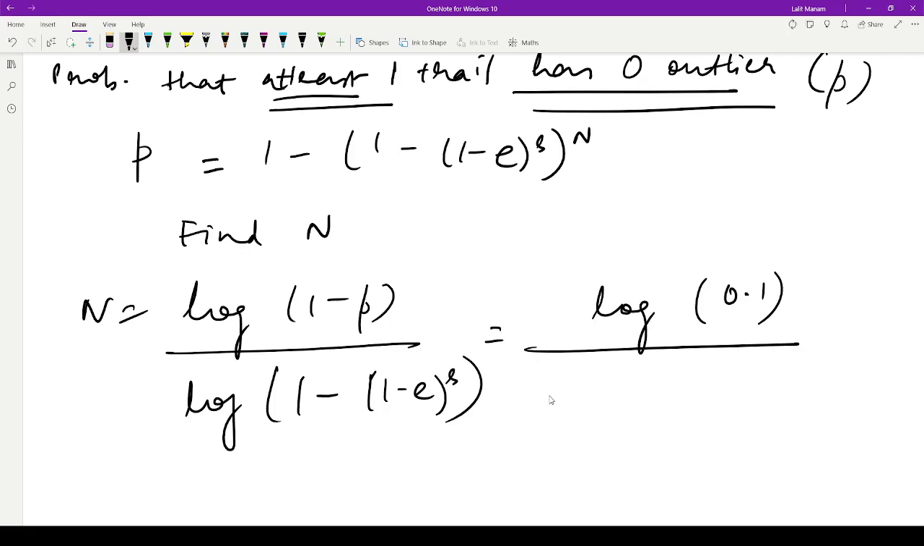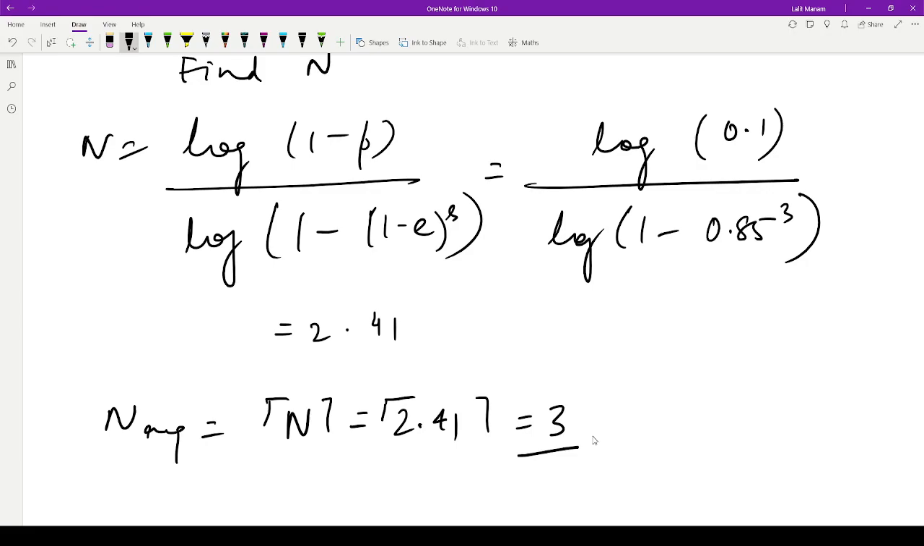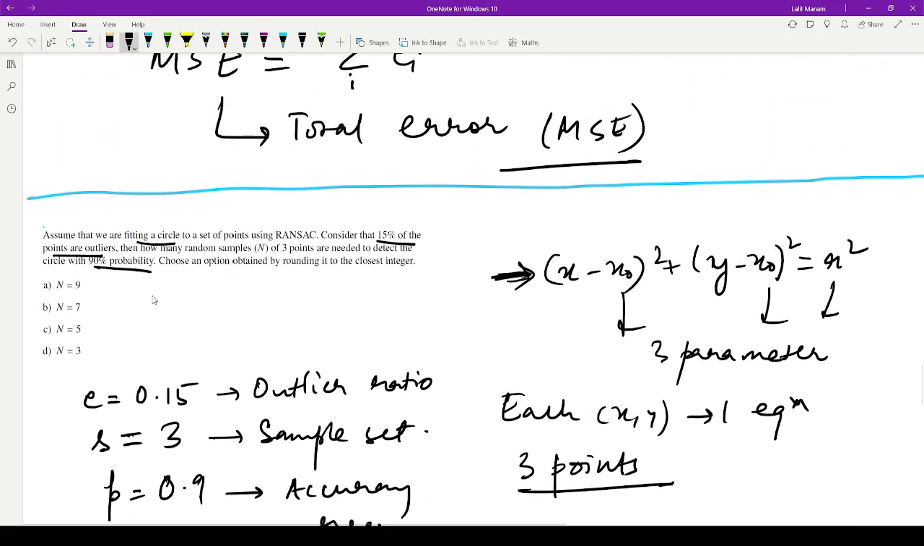So p is 0.9, which gives us 0.1 here, and this 1 minus e is 0.85, and s is 3. If you try solving it, it will turn out to be 2.41 something. So the minimum n required will be a ceiling function of this, because you cannot do 2.41 trials, right? Ceiling means you just go to the next integer. 2.41, you do the ceiling function, which is 3. Okay, so the answer is 3.